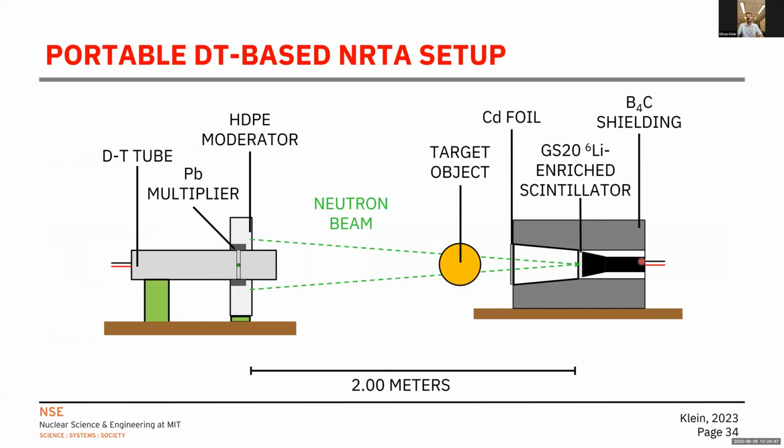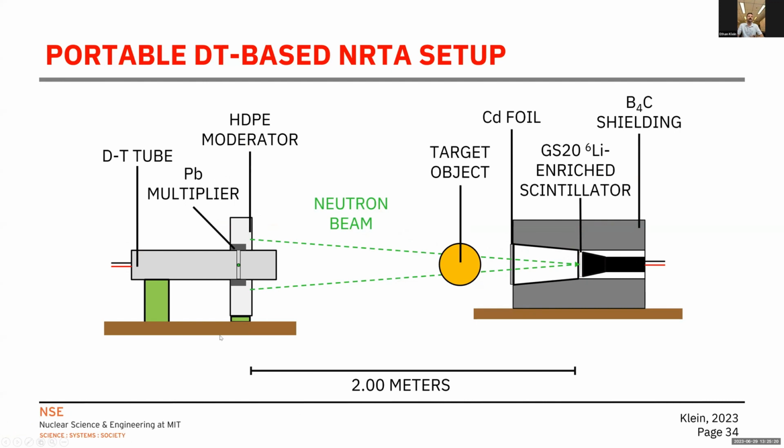Now, a fraction of those neutrons will be transmitted through the target object and will be detected here in our neutron detector, which operates using a lithium-6 detection mechanism. We have to add a bunch of shielding from boron carbide and cadmium foil as well, just to reduce the background signal that we get in our detector. But overall, it's a pretty compact setup. Both the setup on the left and that on the right here both weigh roughly 50 to 60 pounds. So all in all, you could fit everything into a few suitcases and perform this in a portable manner.